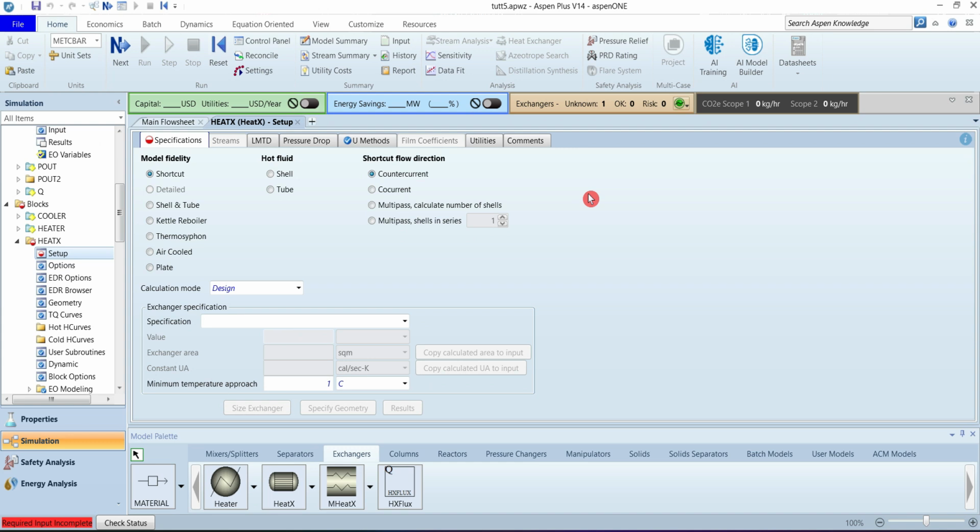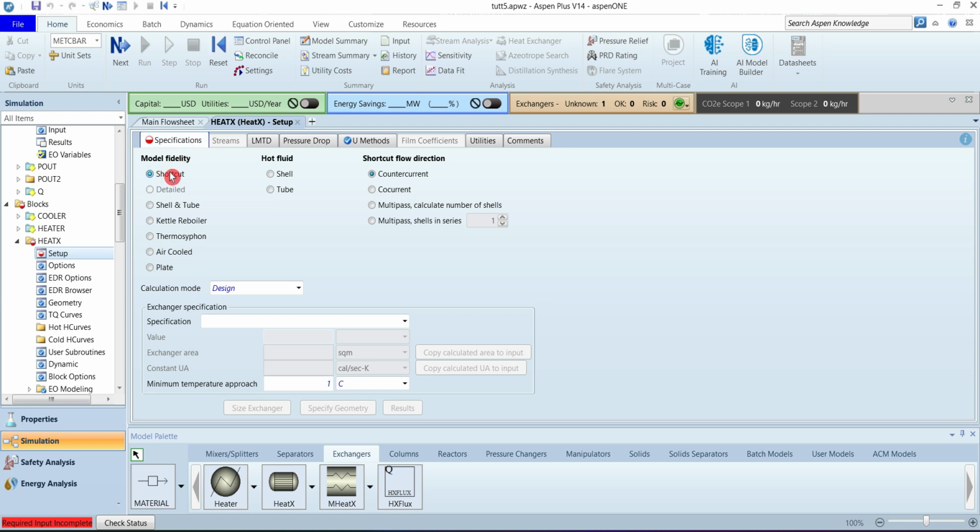So here we can define exactly the information that the outlet temperature of the cooling water should be 40 degrees Celsius. That is the only required information over here. As a general tour of this interface, we have a specification tab.